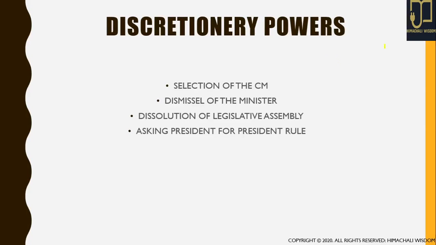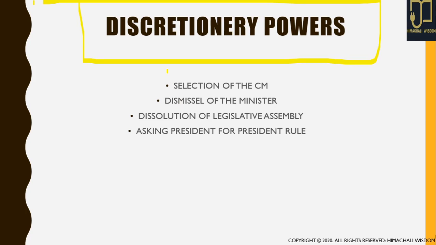Now let's discuss some of the discretionary powers of the governor of the state. Just like the president has discretionary power to appoint the prime minister, the council of ministers, dismiss the council of ministers, and dissolve the Lok Sabha, in the same way the governor can select the CM in place of the prime minister, dismiss the ministers on the advice of the CM, and dissolve the legislative assembly, just like the dissolution of the Lok Sabha by the president. And he can recommend the president's rule, that is state emergency, by asking the president under Article 356 of the constitution.